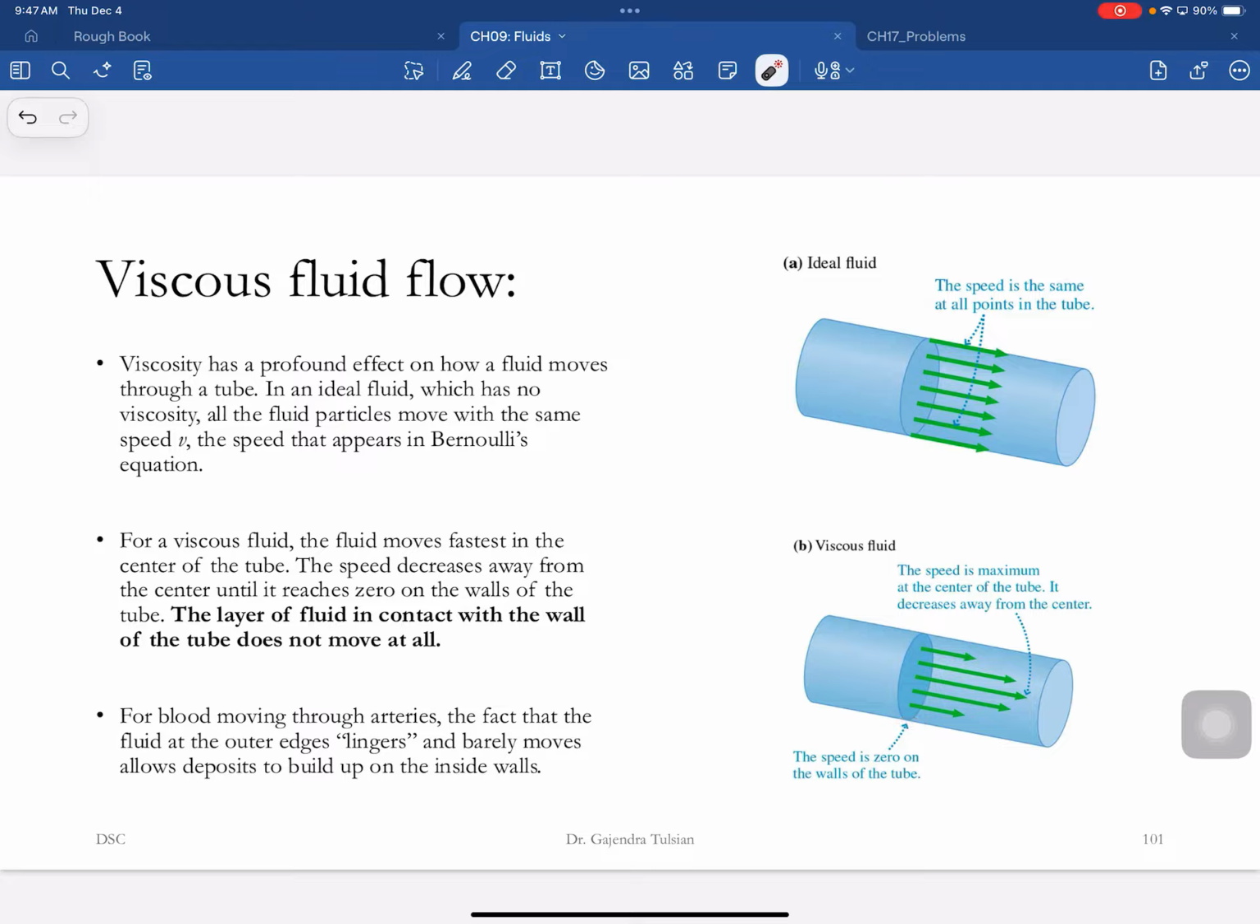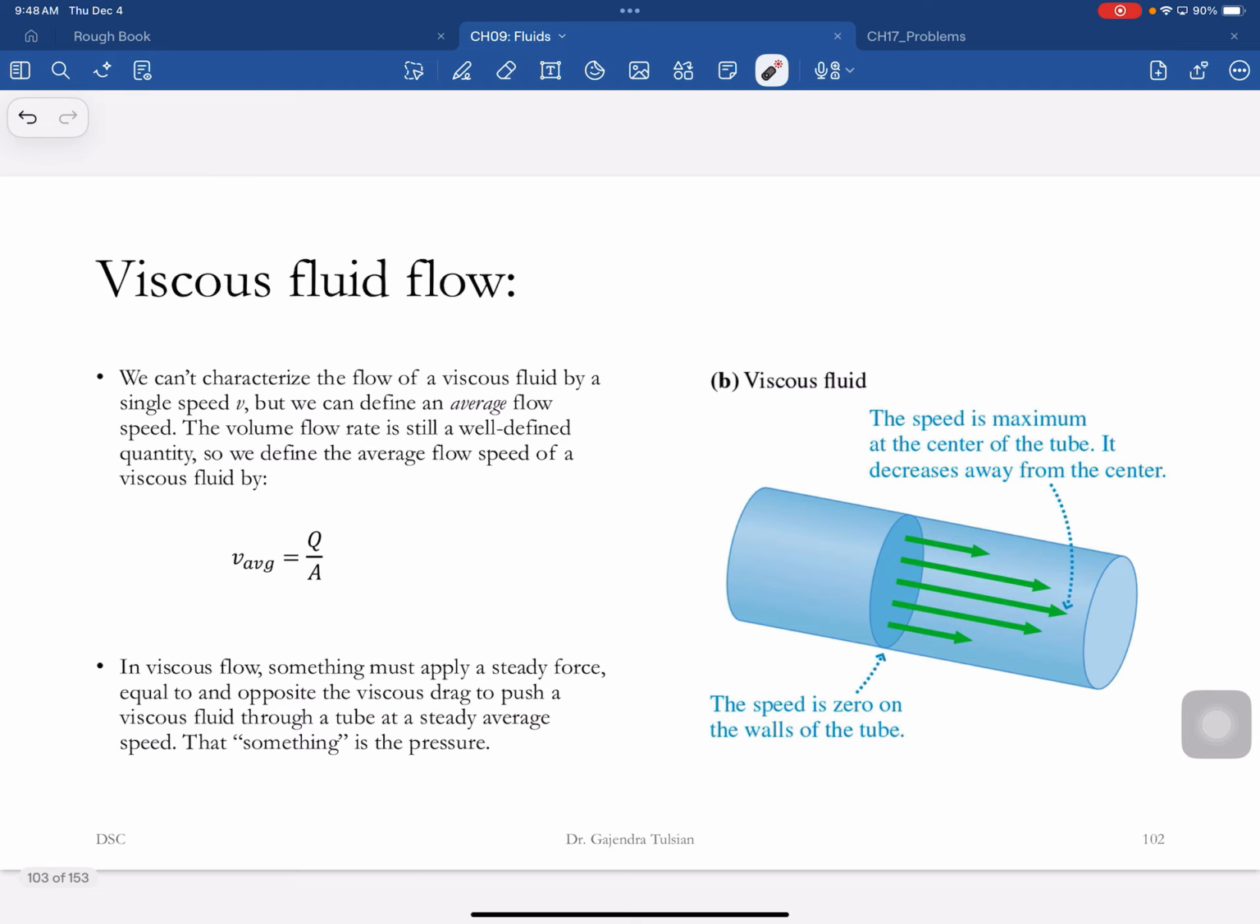Well, why do we care about this? Well, think of blood. This blood is not flowing at all. And so stuff in the blood gets deposited in the inner walls of the blood vessels. That's how plaque gets deposited. For blood moving through arteries, the fact that the fluid at the outer edges lingers and barely moves allows deposits to build up on the inside wall. Okay? So that's where plaque collects.